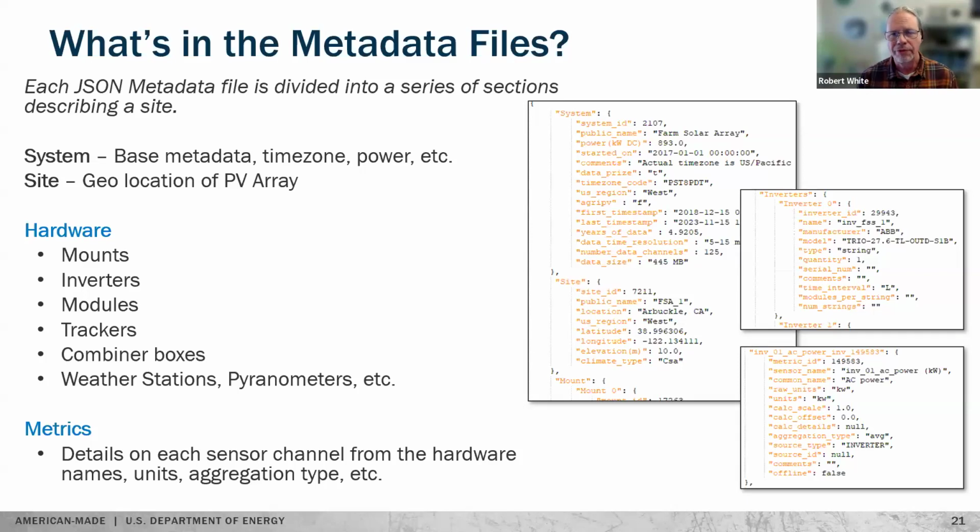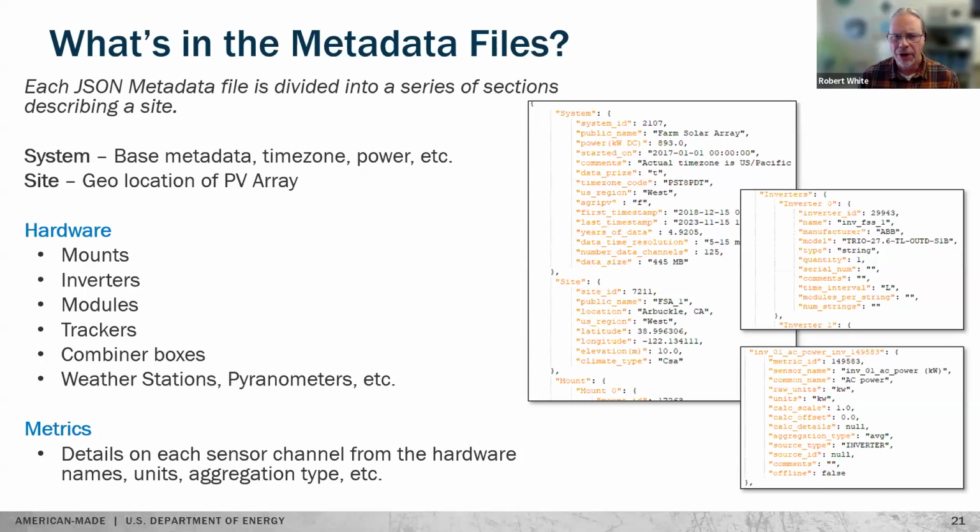And each one of those pieces of hardware produces n number of channels coming out of it. Inverters in particular can produce 5, 10, 20 types of channels coming out of that. And it depends on the system what channels were provided by the owner. You'll notice that each one of these sections will provide you with the information on what units they're in and the name of the actual sensor channel itself. And that's going to be important as you start looking at the data files.